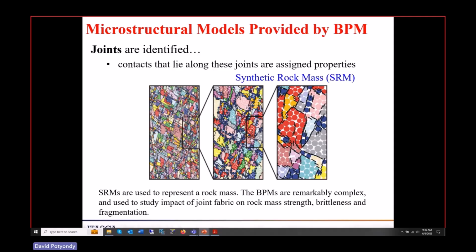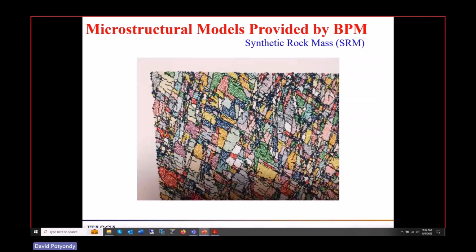What's the overall effect on strength of the jointing structure? What's the effect on modulus of the jointing structure? Things like that. So these are, again, the type of microstructural models that one can create, synthetic rock mass models. There's just a zoom in of that thing.